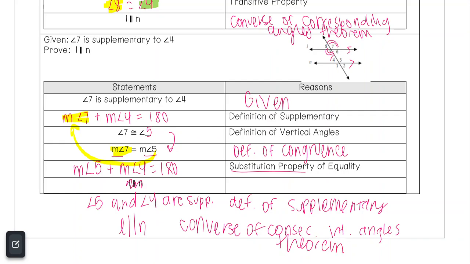So make sure you go ahead and add in that extra line there because I did try to make a jump that I wasn't ready to do. So I can just ignore that. We're going to fill in that line. 4 and 5 were supplementary because of the definition of what supplementary angles are. And then we can show that because they were supplementary, that converse gets us the parallel lines.